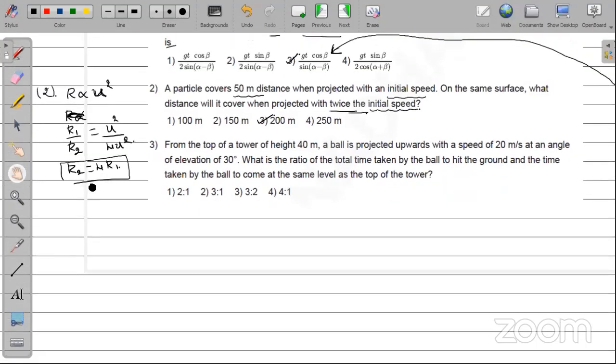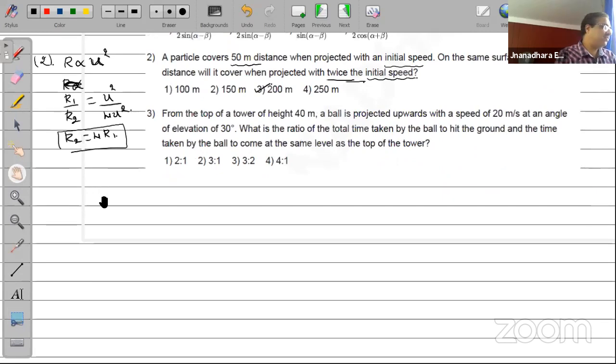Simple one. The first one we had was a little tougher. The second one was actually a nice one.